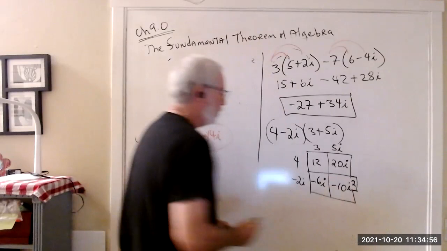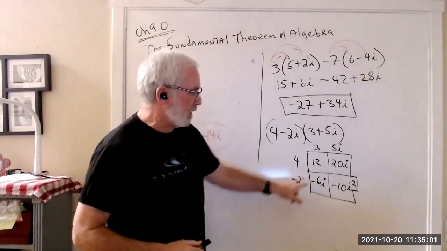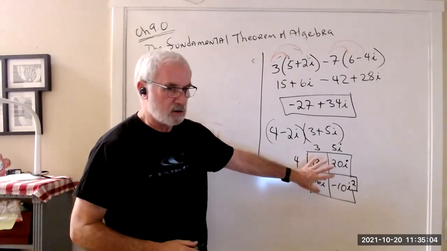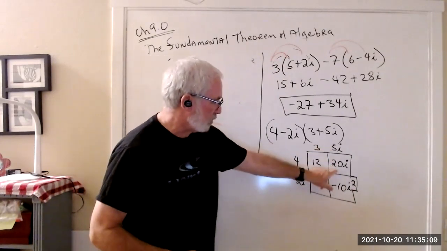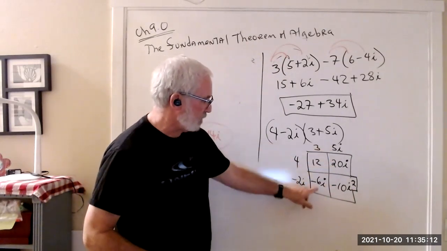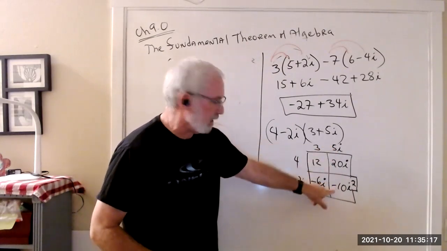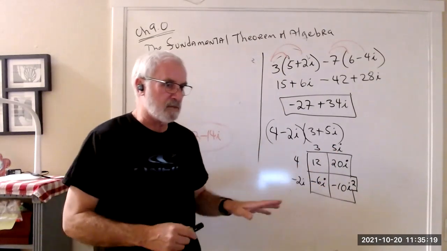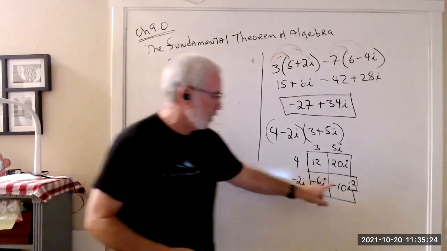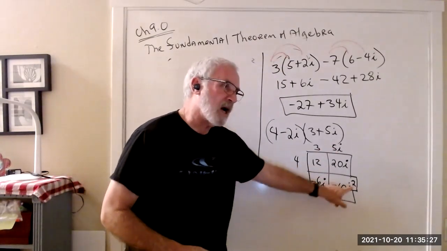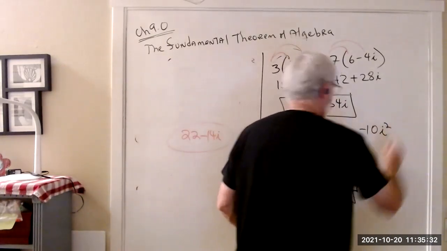Okay, so first question, are you guys okay with my matrix? I'm not done with the matrix at all. 4 times 3 is 12, 4 times 5i is 20i, negative 2i times 3 is negative 6i, negative 2i times 5i is negative 10i squared. Is that okay with everybody, my math? Okay. What about negative 10i squared?